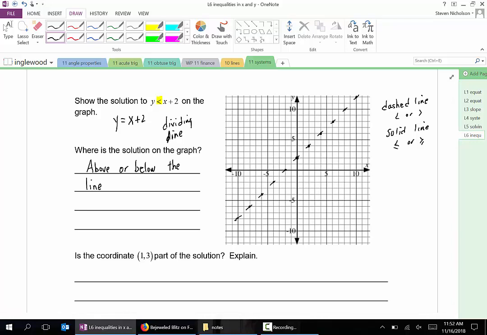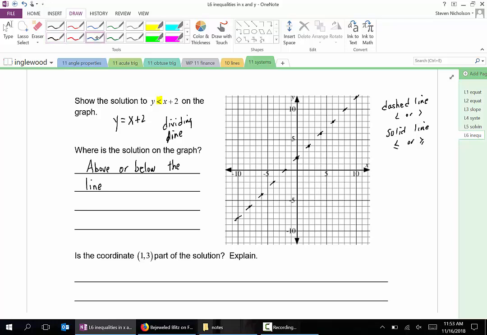Now, the best way to check this is just like I showed you how to check a solution with inequalities in X. Pick a point in the region and plug it in and see if we get the truth, yes or no. So I've given you an example of 1, 3. It doesn't matter which point you choose, just like when you solve an inequality in X, it doesn't matter which number you choose.